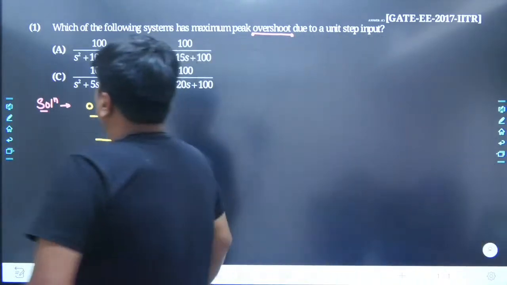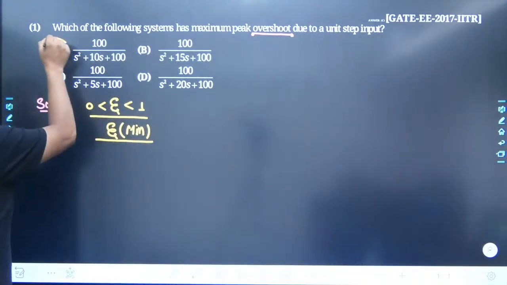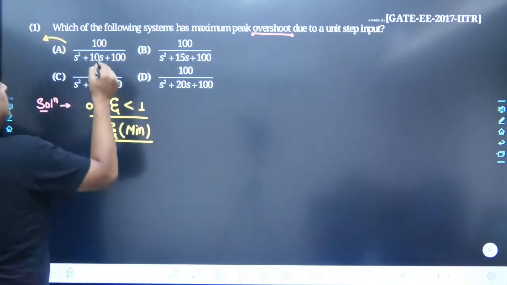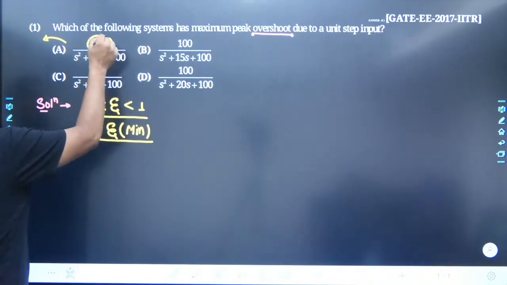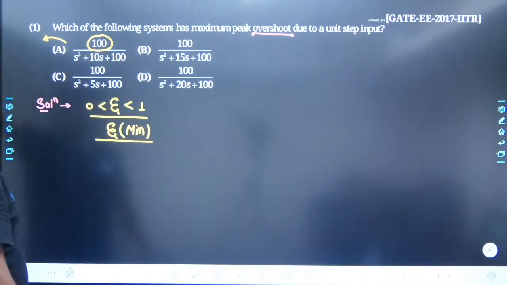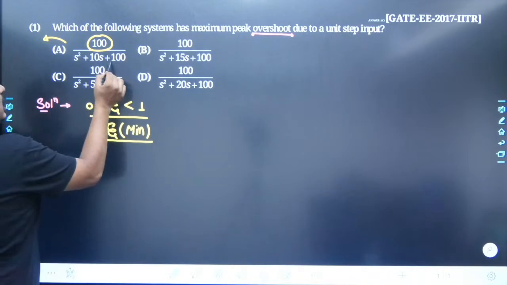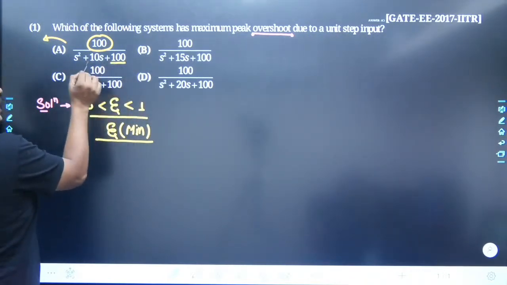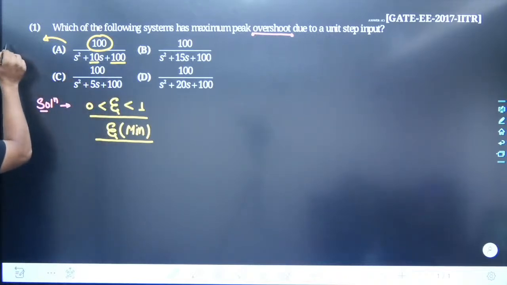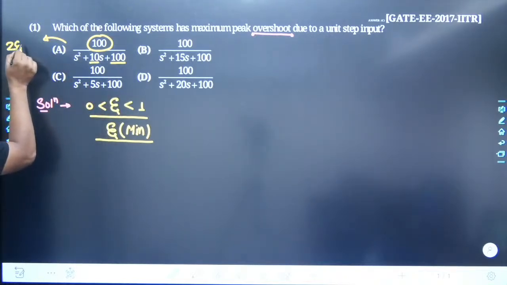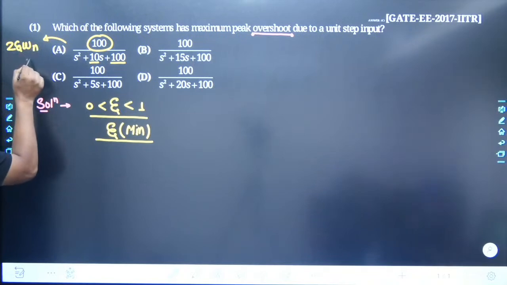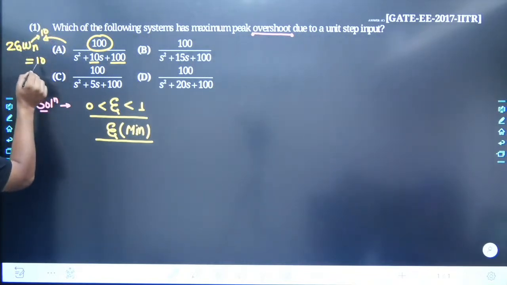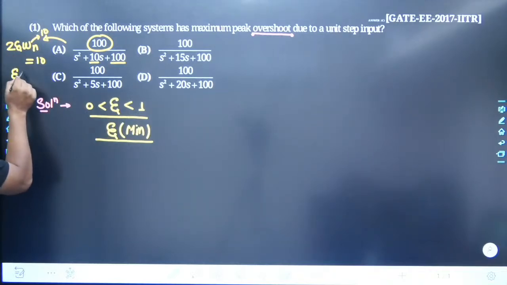So let me focus on the first option first. As I said in the last class, whenever you have to find omega n, do not look at the numerator, because the numerator has k times omega n square. Just focus on the denominator. 100 is in place of omega n square, so omega n is going to be 10. And this 10 comes because 2 zeta omega n equals 10, where the value of omega n is already 10. So 10 and 10 cancel out, and the value of zeta is 1 upon 2.